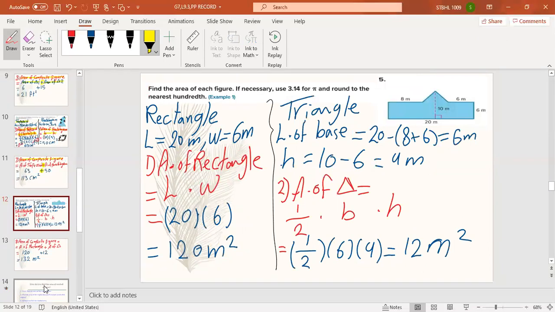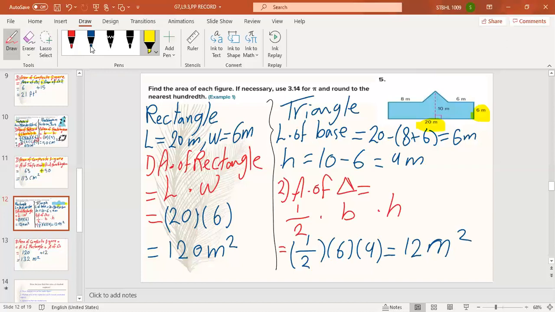Let's move to exercise 5. Exercise 5 is a little bit different. Find the area of each figure. If necessary, use pi equal 3.14, and we will not use pi here because there is no circle or semicircle. Look at these two figures. The two figures here are a rectangle and a triangle. If I look at the given, the length of the rectangle is 20 meters and its width is 6 meters.